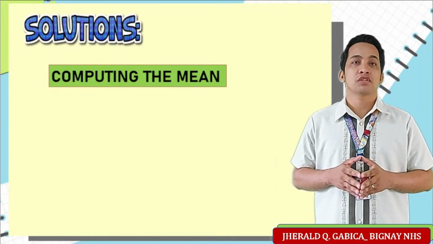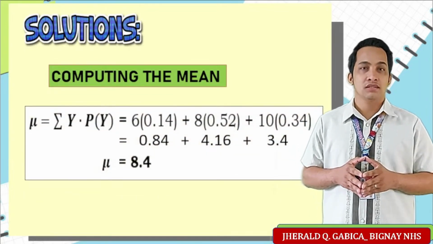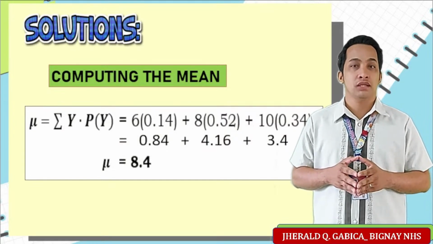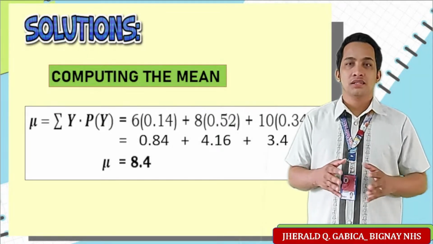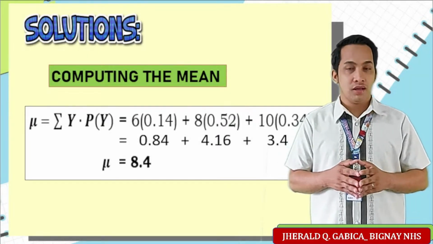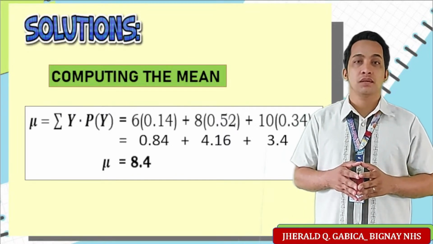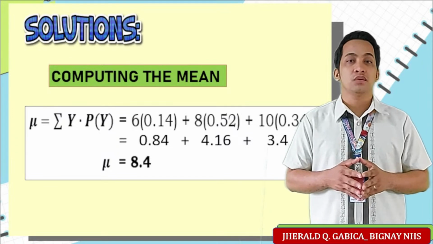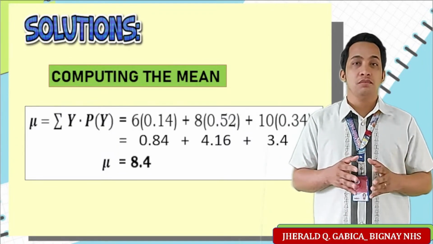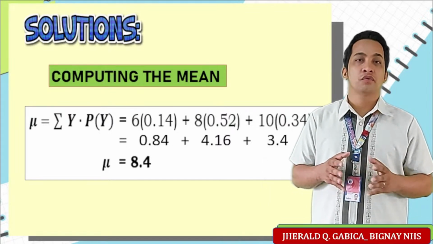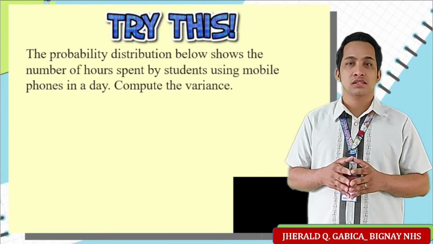The solution would be: mean is equal to summation of y times the probability of the random variable y. That is 6 times 0.14 plus 8 times 0.52 plus 10 times 0.34. That is 0.84 plus 4.16 plus 3.4. So our mean is equal to 8.4. Now, using the same given, you have 40 seconds to compute for the variance. Your 40 seconds starts now.